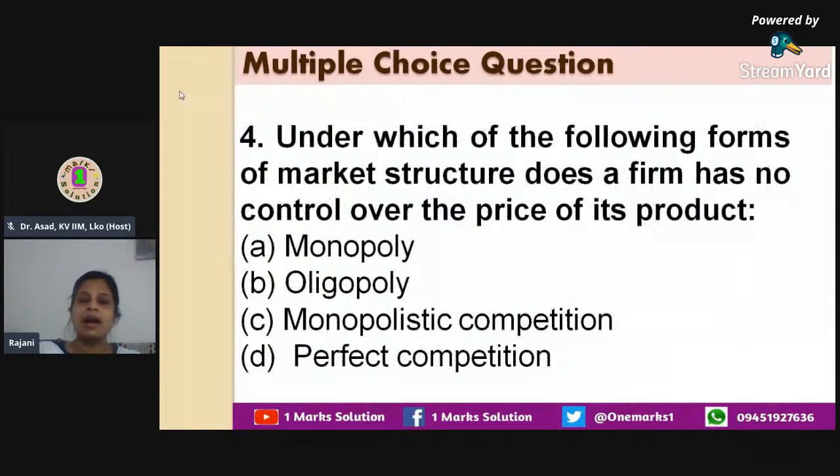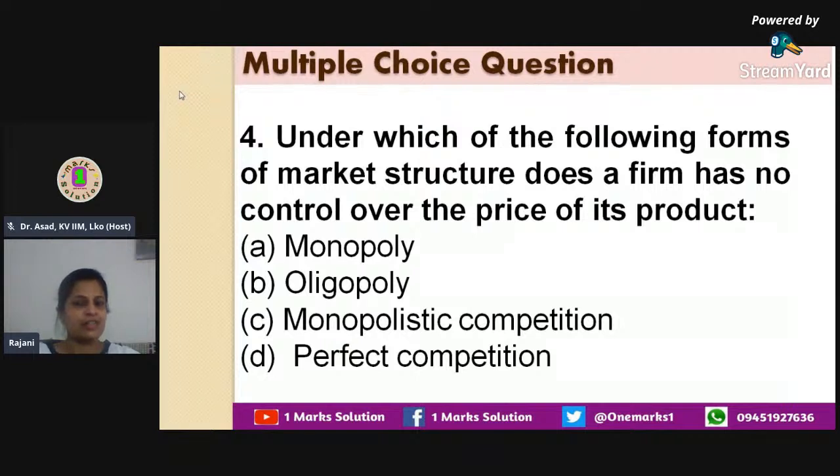So next is: under which of the following forms of market structure does a firm have no control over the price of its product? So in economics, the most common problem we are facing is that most of the terms and things look similar, but when we understand the concept, you will definitely get more interest in that subject. So please try to follow me. Which of the following forms of market structure does a firm have no control over the price of its product? A, monopoly. Is that the correct answer?